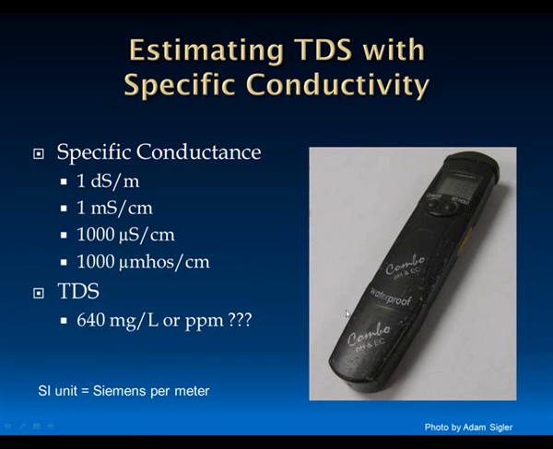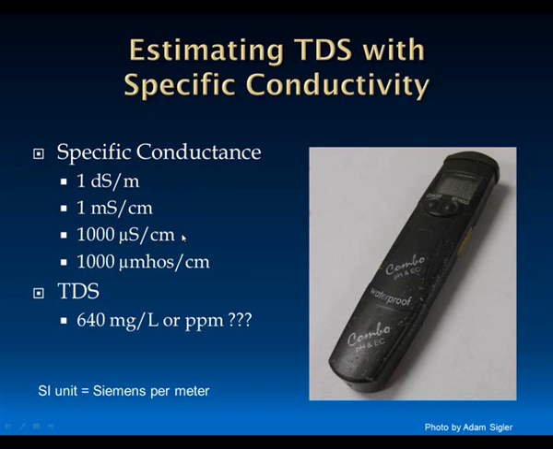So a meter like this is going to tell you that it's giving you specific conductance. These are some of the units: decisiemens per meter, millisiemens per centimeter, microsiemens per centimeter. Those are all conductivities. This is a resistance, actually, 1,000 microohms per centimeter. The most common units I see are decisiemens per meter and microsiemens per centimeter. They are off by 3 orders of magnitude, so you do need to pay attention to the units you're looking at.